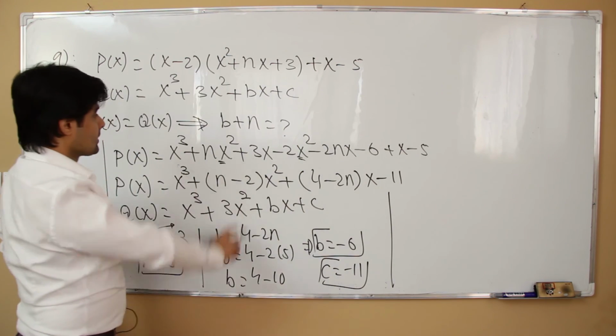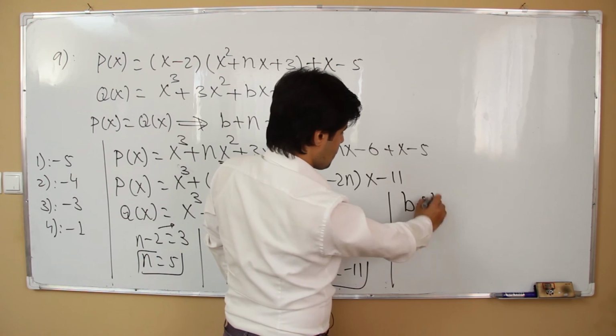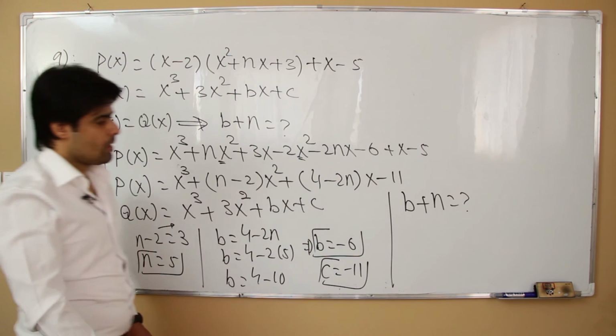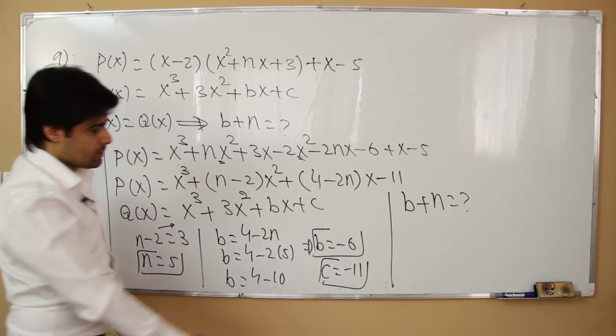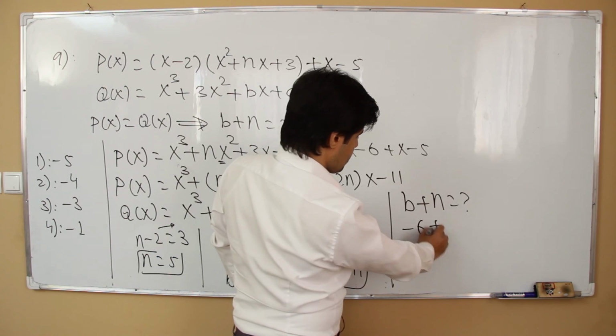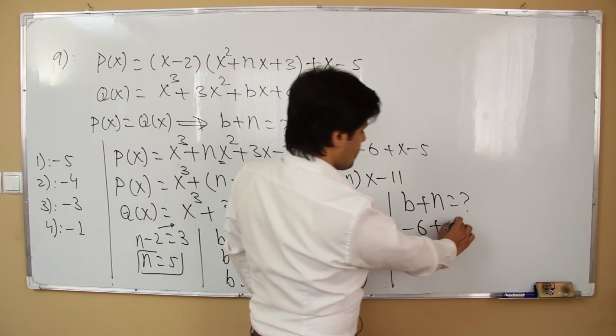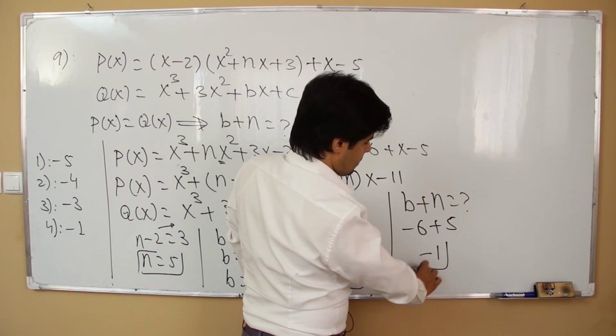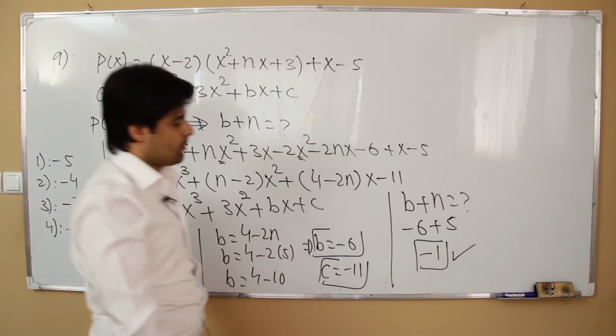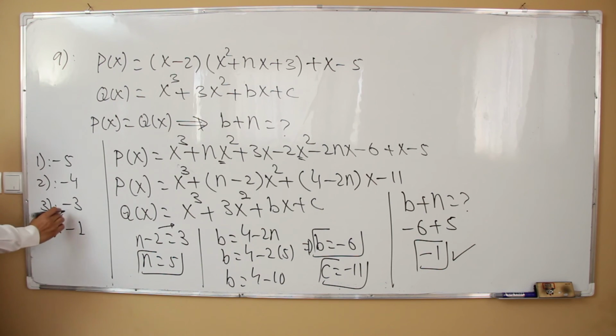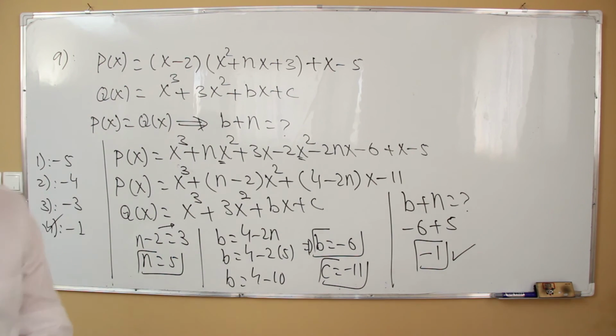So what's asked? b + n. Do you have b? Yes, it's minus 6. Plus, do you have n? Yes, it's 5. Now it is minus 1. Write it please.